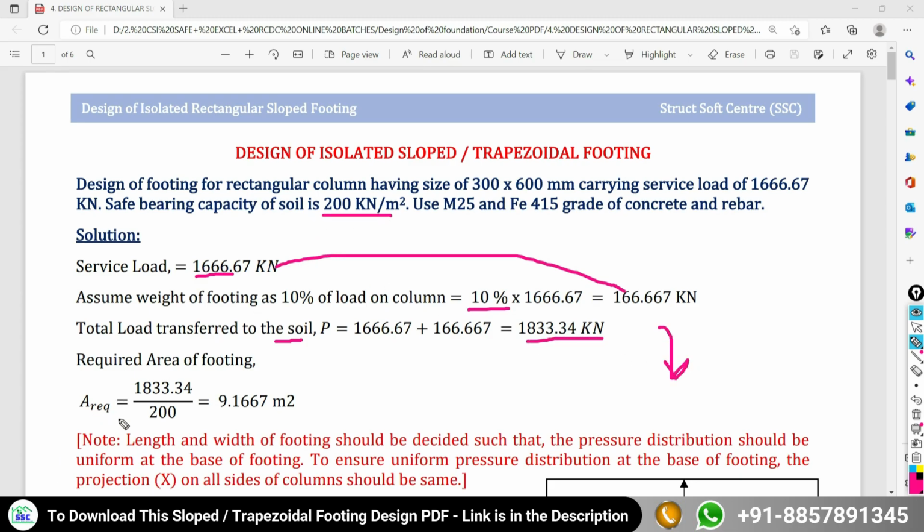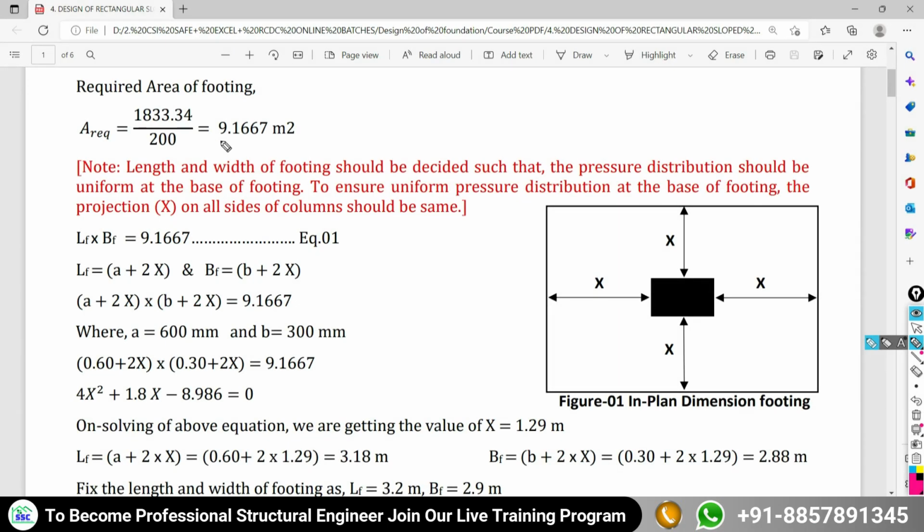If you take the ratio of these two, you will get the value of the area of the footing required as 9.1667 meter square. Now, with respect to the area of the footing required, we have to find out the length and width of the foundation. But there is a note for deciding the length and width of the foundation. We have to decide the length and width of the footing such that the pressure distribution at the base of your foundation should be uniform.